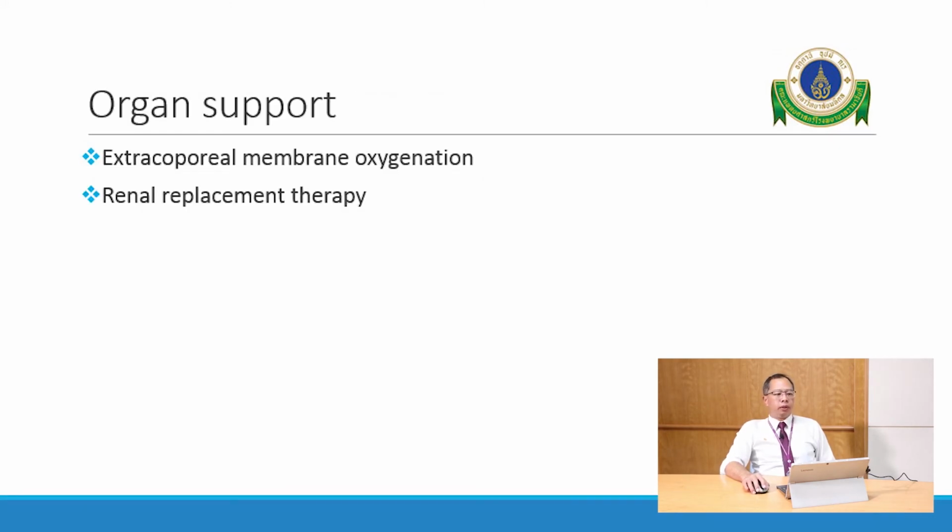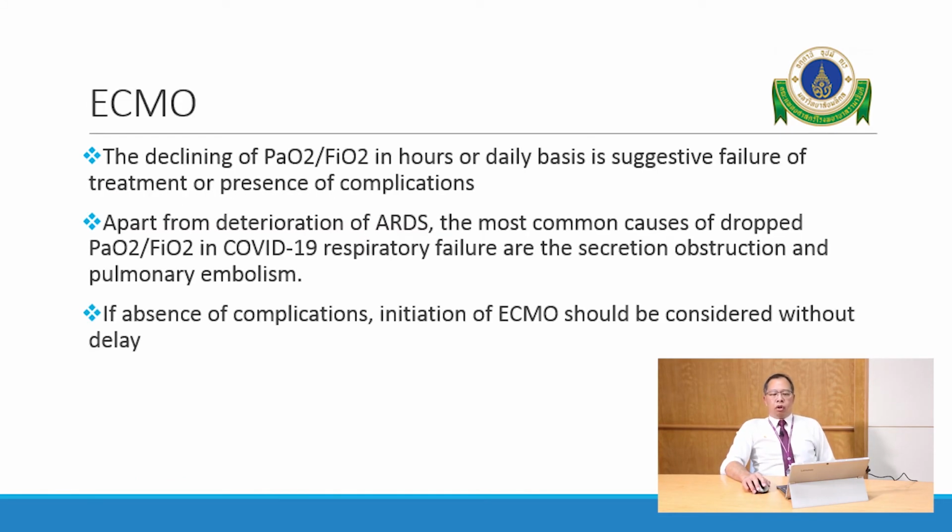About organ support, we will be talking about extracorporeal membrane oxygenation and renal replacement therapy. Thinking about the complications first, if the PF ratio declines, the most common complications in COVID-19 that cause hypoxemia are secretion obstruction and pulmonary embolism. If the complications are absent, initiation of ECMO should be considered without delay. The outcome from our experience is good.